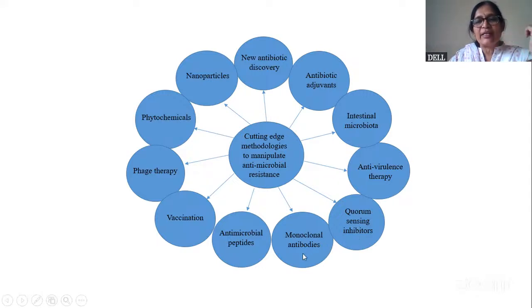Monoclonal antibodies is of course a very nice therapy. Antimicrobial peptides from the bacteria and other sources, vaccination, phage therapy. Of course, phage therapy has been in the news for a long time, but it has not been translated to application, and nanoparticles. So there are a number of aspects which we can look into as cutting edge methodologies, and I will discuss a few of them in the next few slides.